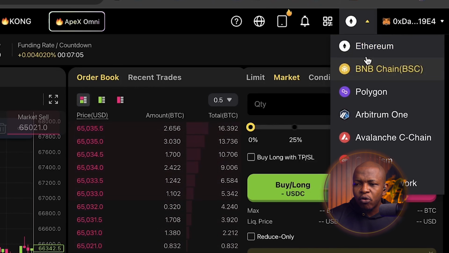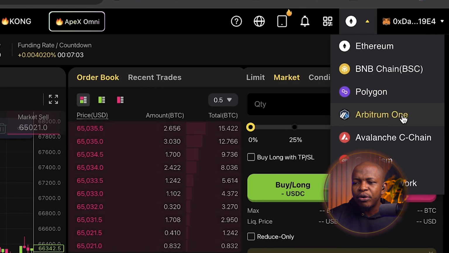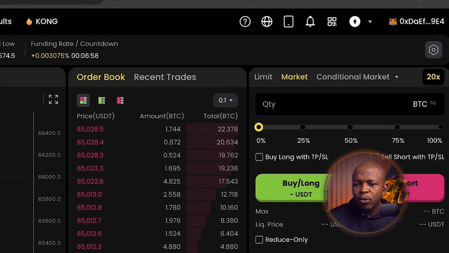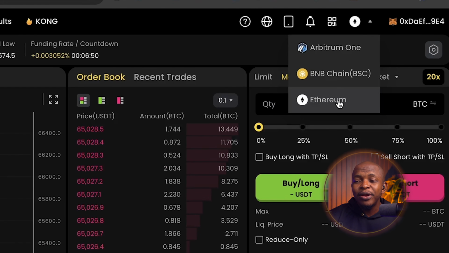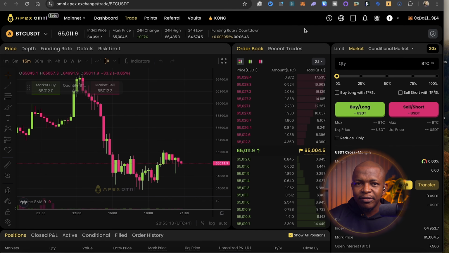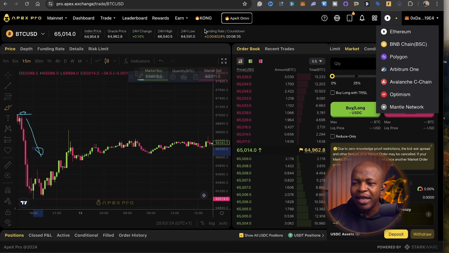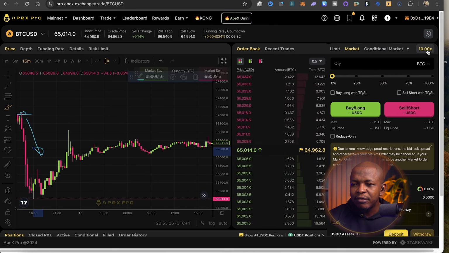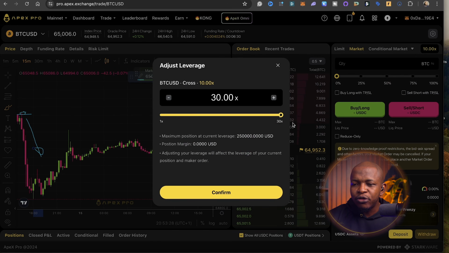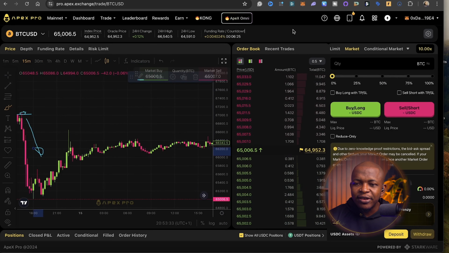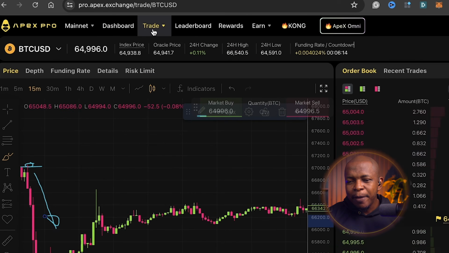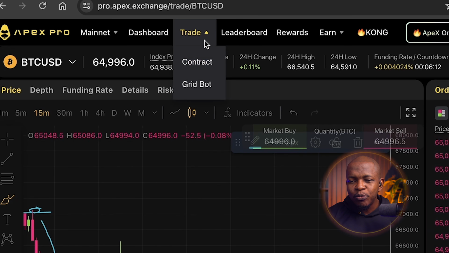Now, for Apex Pro, if you go to this section, you can see that they have a number of coins: Ethereum, BNB, Polygon, Arbitrum, and so on. While Apex Omni currently only has Arbitrum, BNB, and Ethereum. But Apex Omni has up to 100x leverage, while Apex Pro has only up to 30x leverage.